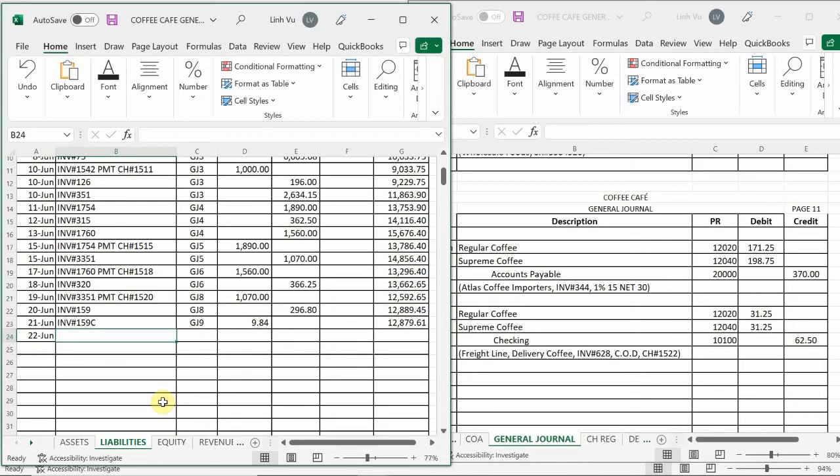So we would put invoice number 628. No, not 628, that's for Freightline. 344. Good. And that would be for $370. Okay.